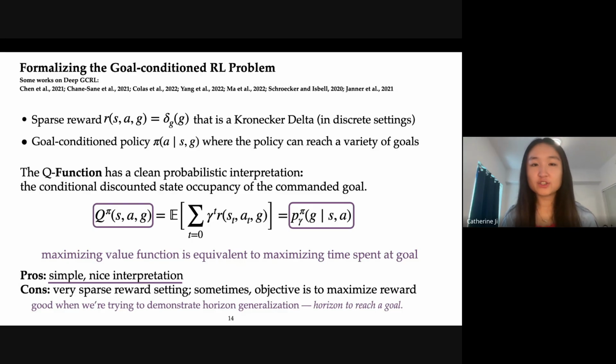So with this definition of the problem setting that we're going to consider, I want to pause for questions.